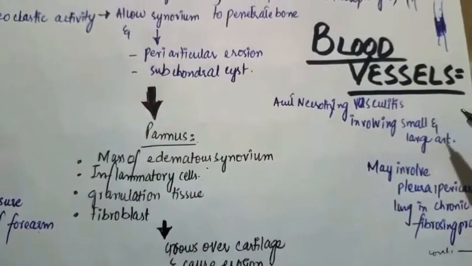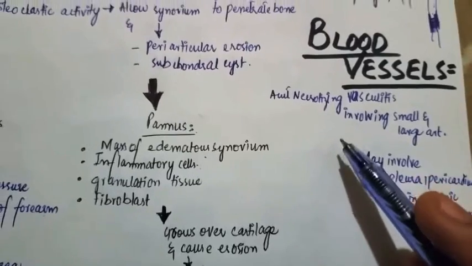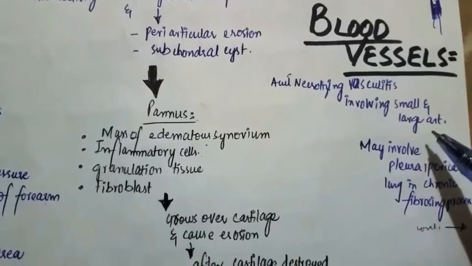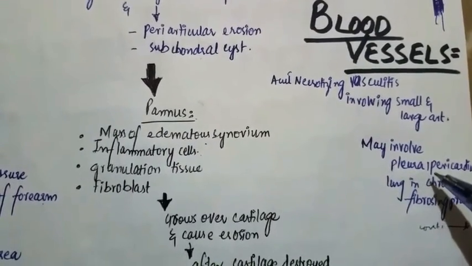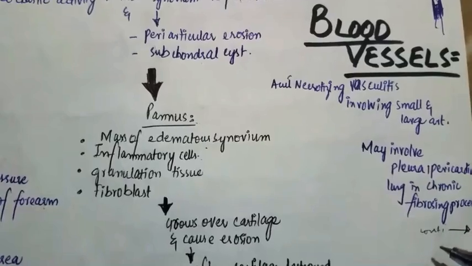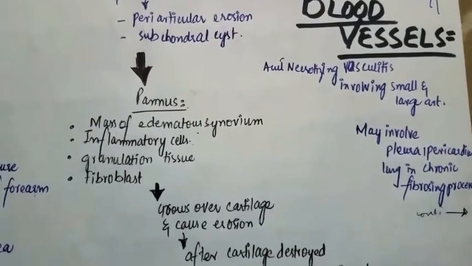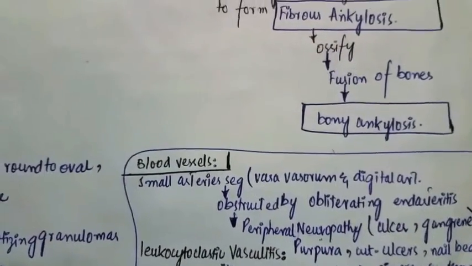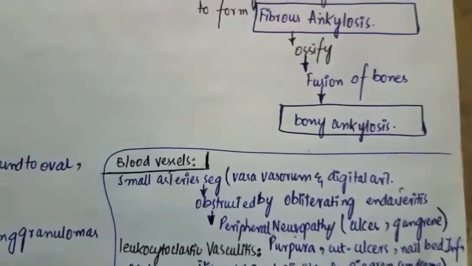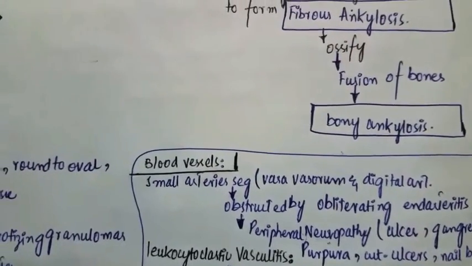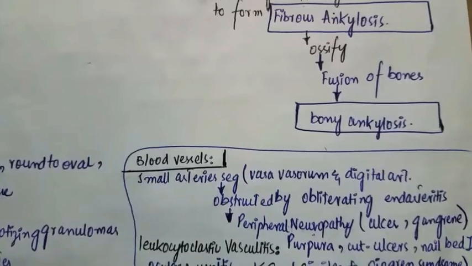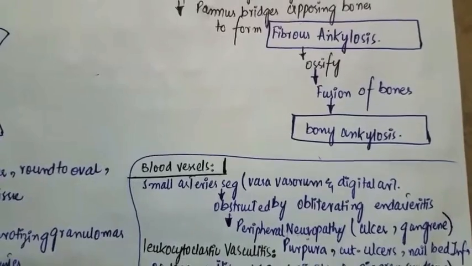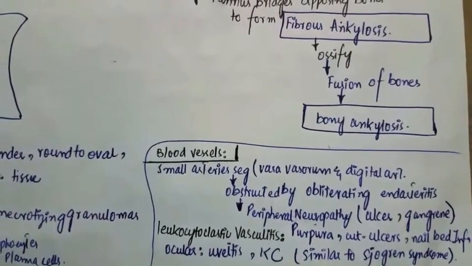What changes can we see in the blood vessels? The changes we can see in the blood vessels are acute necrotizing vasculitis, involving the small and large arteries. It may also involve the pleura, the pericardium, lung, and a chronic fibrosing process. As other changes, there is involvement of small artery segments like vasa vasorum or the digital arteries, and these arteries will be obstructed by obliterative endarteritis, and this obstruction leads to peripheral neuropathy or ischemia, which leads to further ulcerations and gangrene formation.